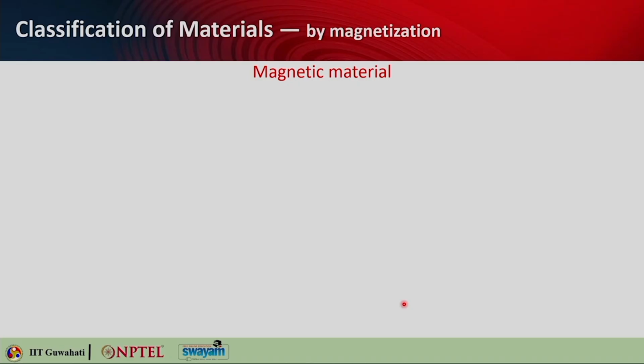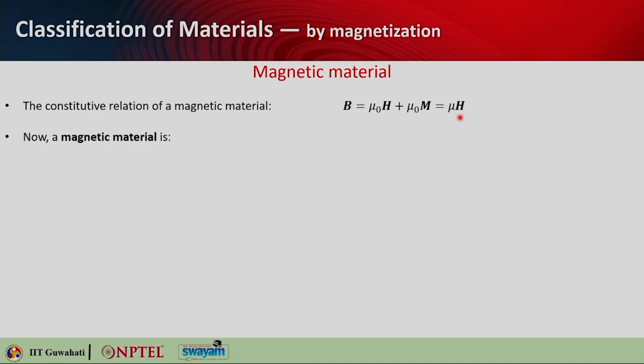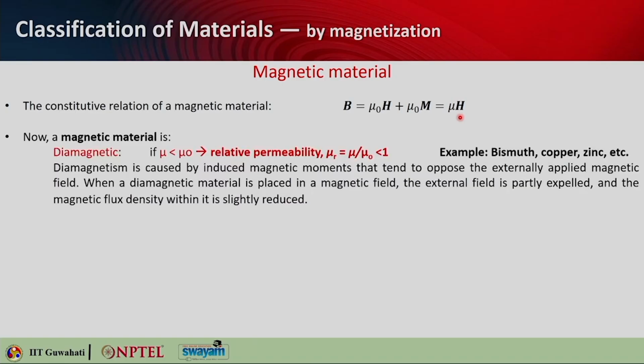Now materials can also be classified by magnetization properties. So we can have magnetic properties where the constitutive relationship becomes B equals mu H. Okay. Now a magnetic material can be of roughly three types. One is diamagnetic, that is when the permeability mu is less than mu naught, that is the relative permeability is less than 1. For example, bismuth, copper, zinc, etc.